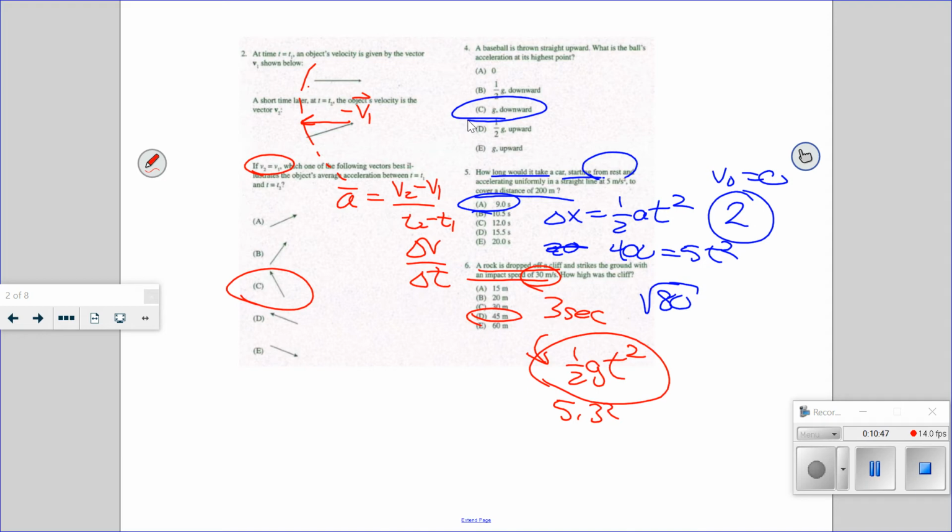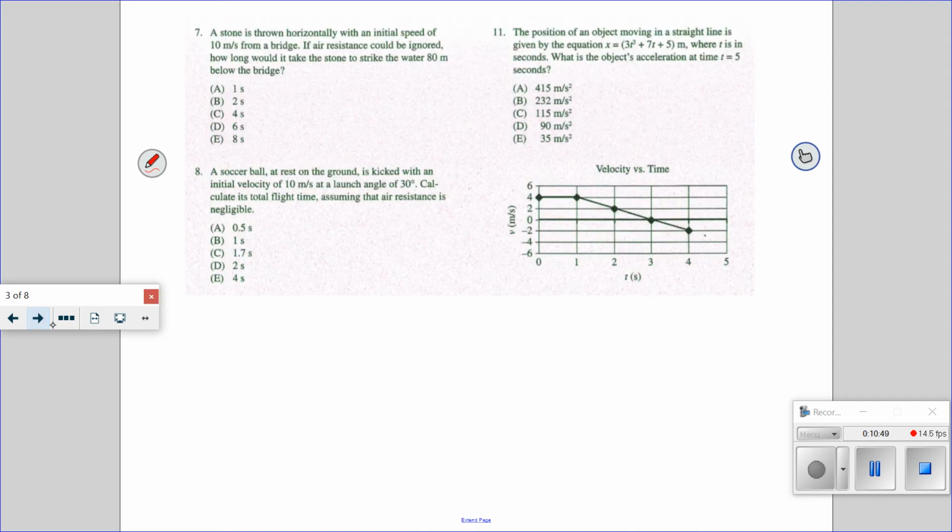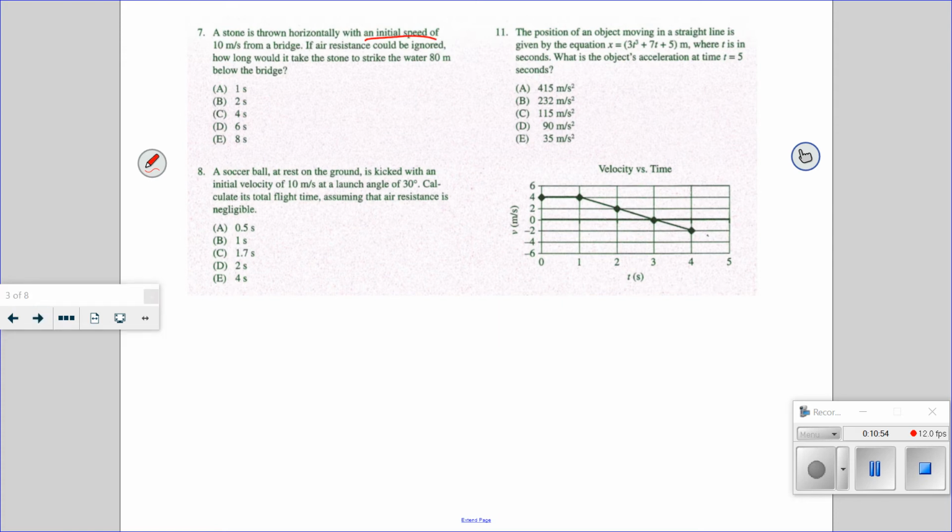Okay, oh no, a stone is thrown horizontally from a bridge. How long would it take the stone to strike the water 80 meters below? Well, horizontally, so there's a v0x, but v0y is still 0. So we have 1/2 gt squared again equals 80 meters, because the x and y are separate. So 1/2 of g is 5, t squared is 16, so 4 seconds.